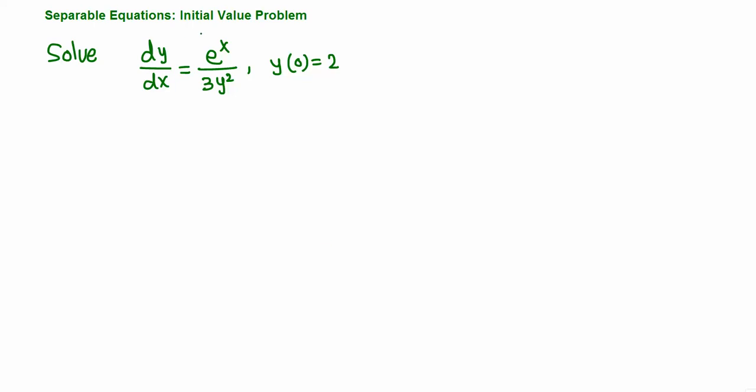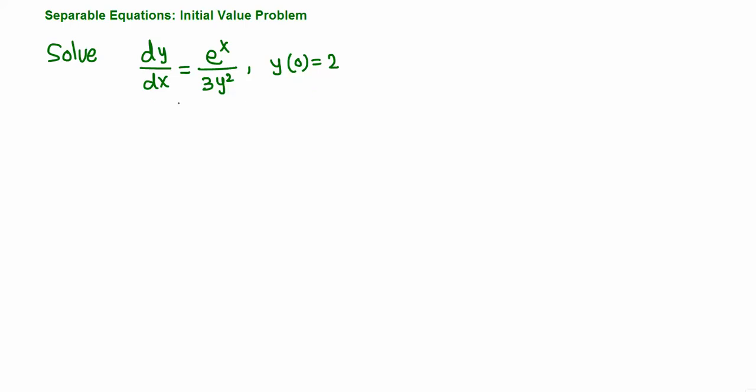Separable equations, initial value problem. If we just consider this separable equation and solve, then our solution will be in terms of an arbitrary constant c. That means infinitely many solutions. To find the value of c, that is to find the particular solution, we use this initial condition y at 0 equals 2 and get a unique solution.